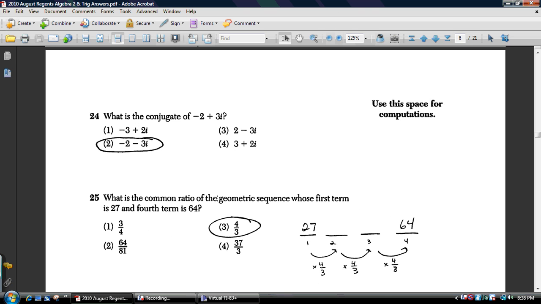Well, what's the conjugate? The conjugate is just this exact same thing with the sign changed in between. So the conjugate is -2 minus 3i.